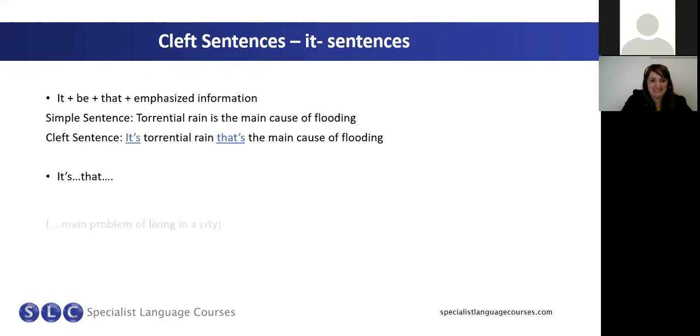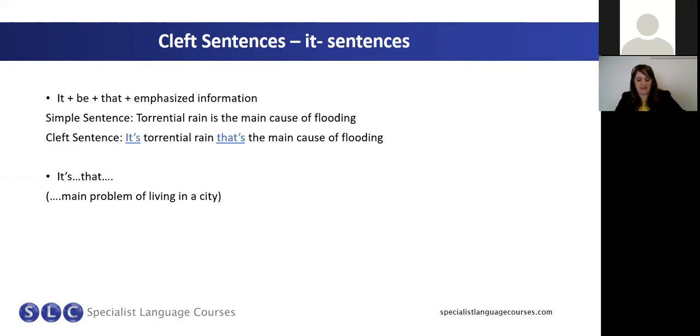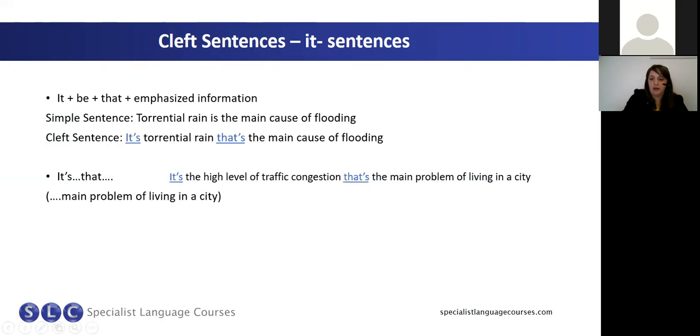Let's have a practice. It's. So, this is a common topic for IELTS writing and speaking. So, the problems of living in a city. So we've got it's and problem of living in a city. The example that I've given here, it's the high level of traffic congestion that's the main problem of living in a city. What do you think is the main problem of living in a city? Write your ideas into the chat box.